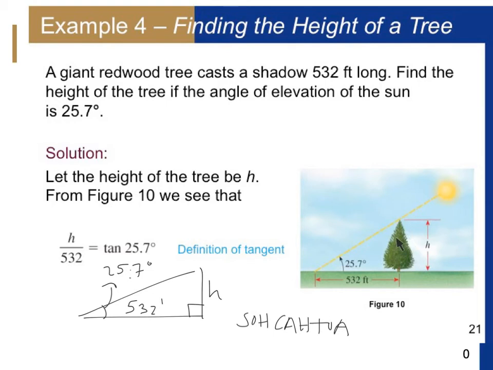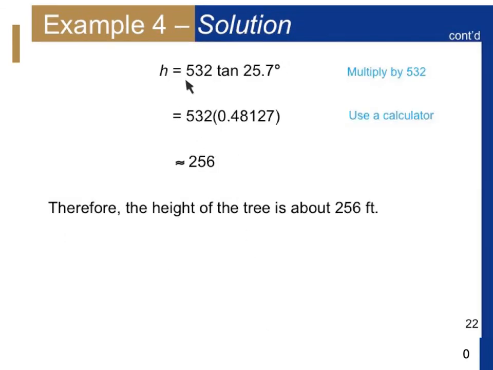So it would give us the same numbers. You can think of it that way too, that we go a measured distance away from the tree, aim at the top of the tree with our survey equipment and get this angle. And if we have those same numbers, we can solve it the same way using tangent. So we get h equals 532 times tangent 25.7, which is 532 times 0.48127, or about 256 feet.